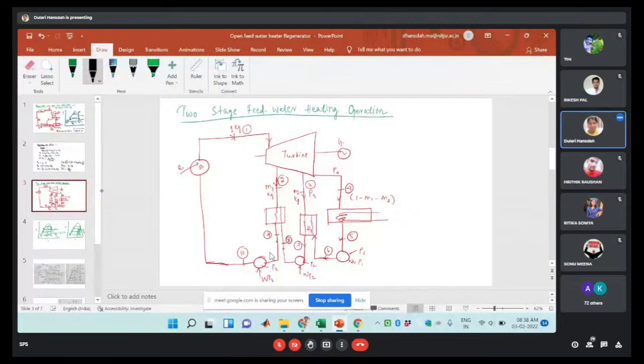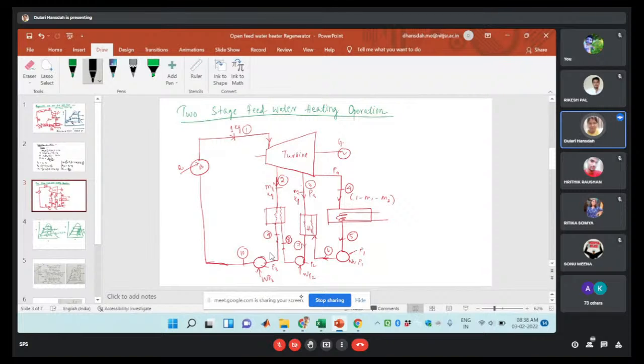Then at the outlet of the turbine, the steam after the expansion will be 1 minus M1 minus M2. Because M1 is removed, M2 is removed. So from the 1 kg of steam, we have this much of the theoretical steam which we are getting at the outlet of the turbine. So that will be sent to the condenser.